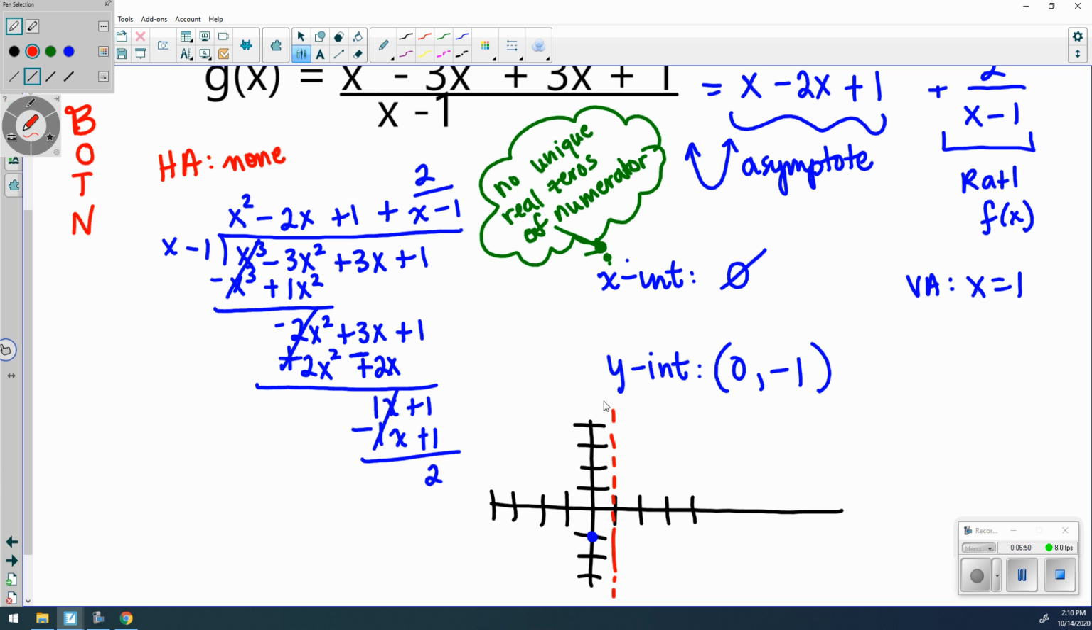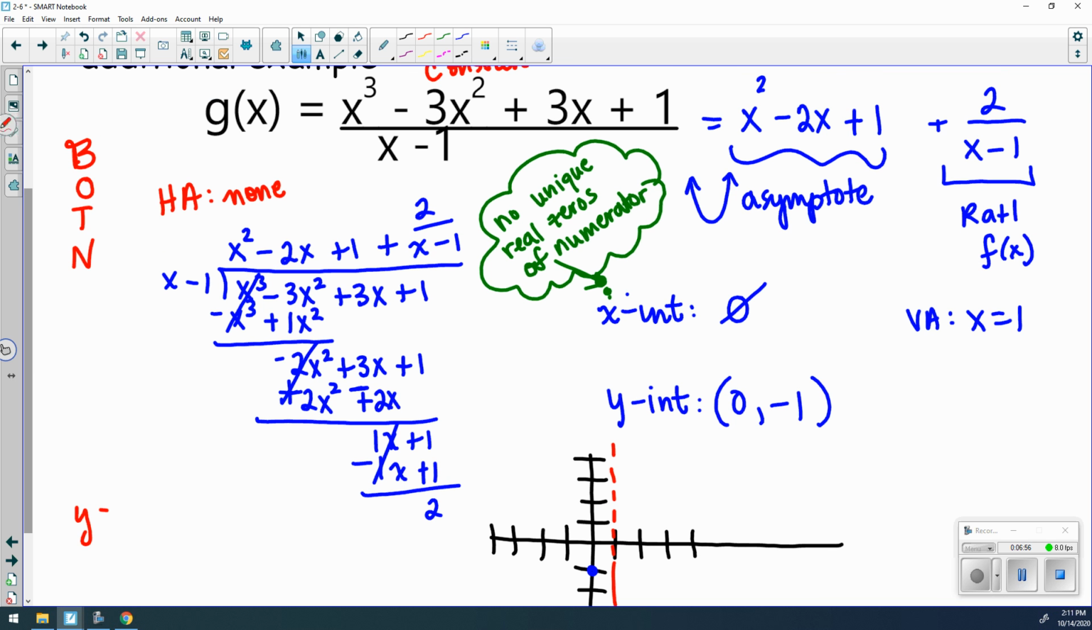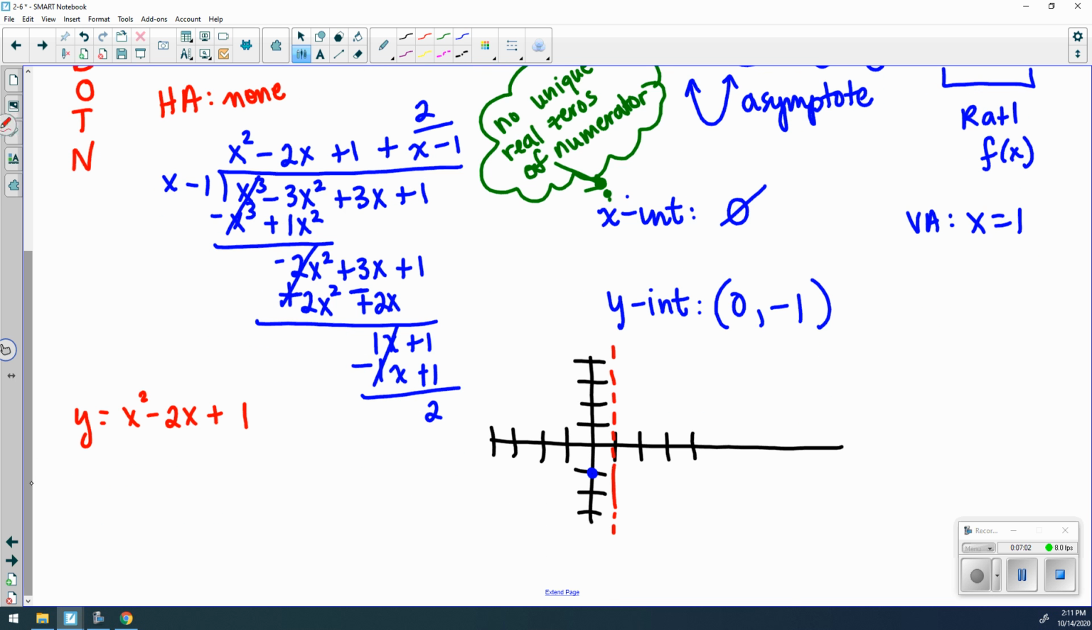So check this out. To graph this parabolic asymptote, y equals x squared minus 2x plus 1, I don't know how to graph that right off the top of my head. I would really like this to be in vertex form. To put this into vertex form, I can complete the square. X squared minus 2x plus something. Push that plus 1 off to the side.